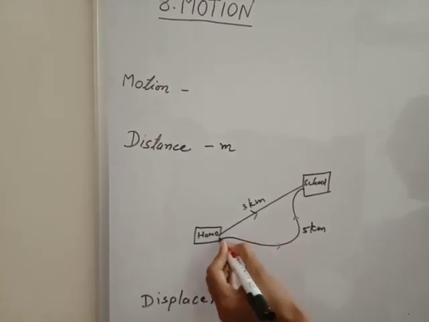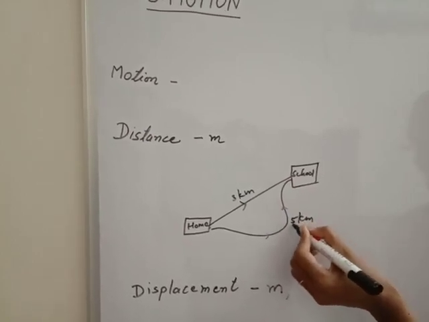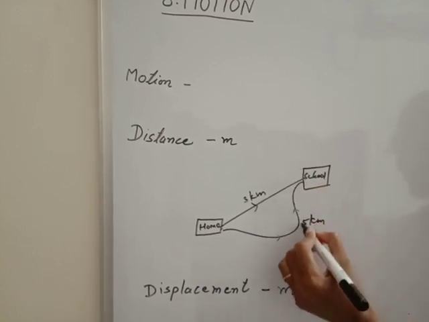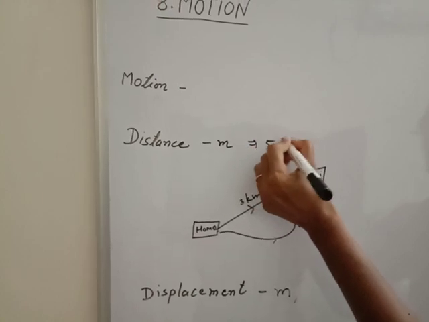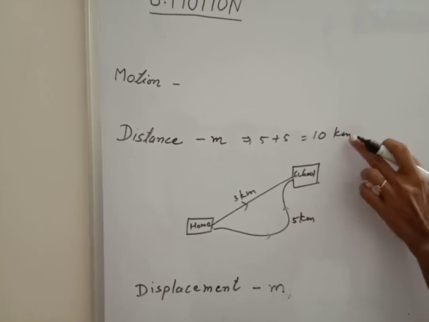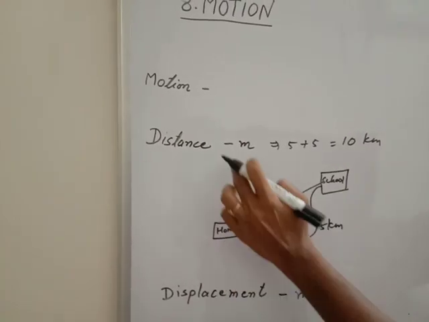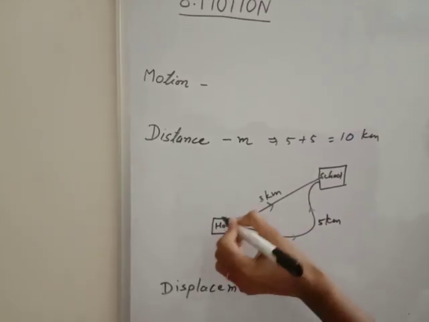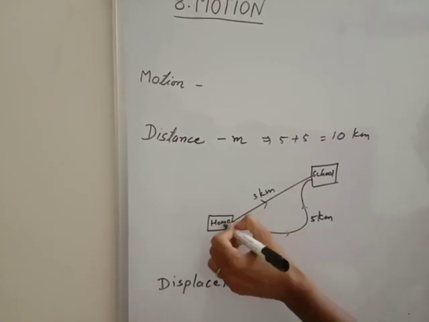Now see here, you are going to school through this route, so you are covering 5 kilometer, and again coming back with the same road, so another 5. So how much is the distance? 5 plus 5, that is 10 kilometer. What is the distance covered by you? 10 kilometer. You are going to school, again coming back. So if you are asked what is the distance covered by you here, because here home is the initial position and home is the final position. You are going and coming back.